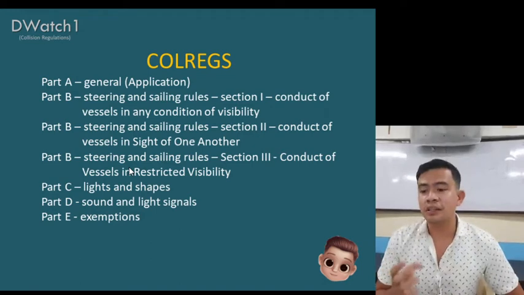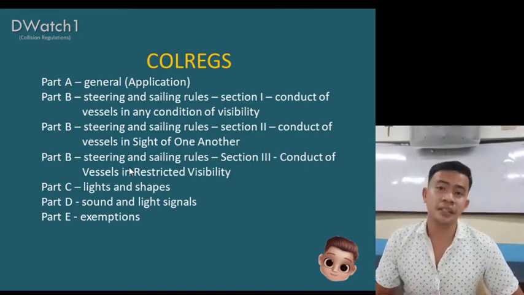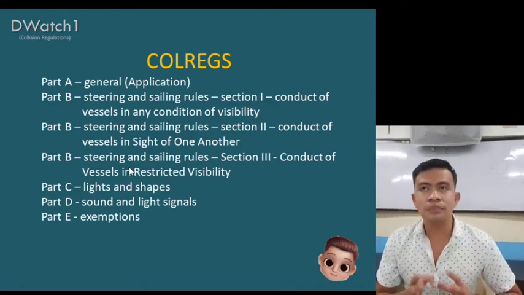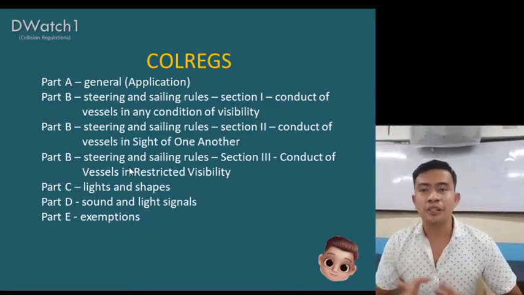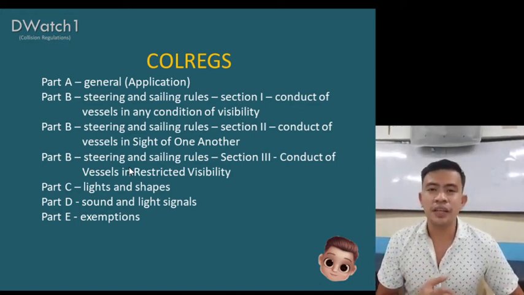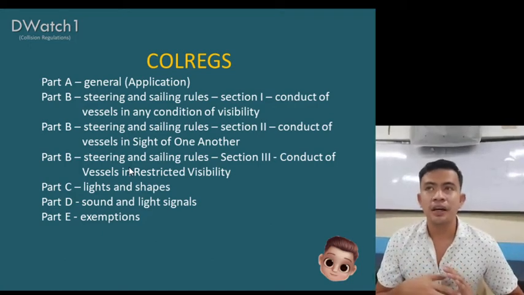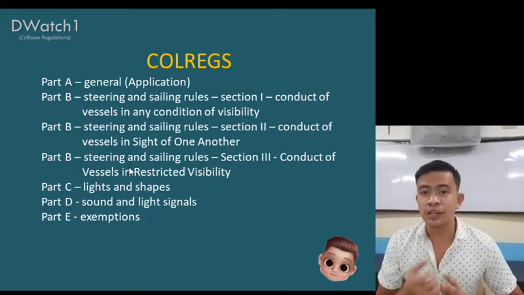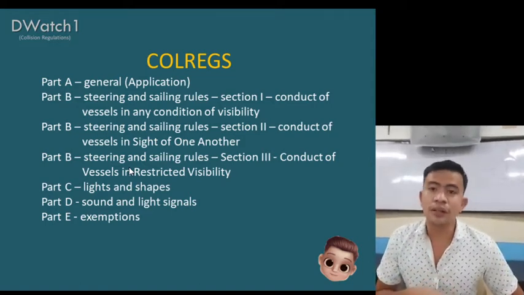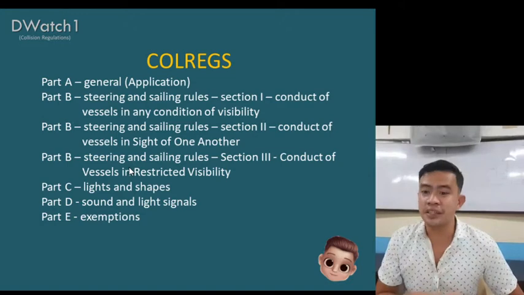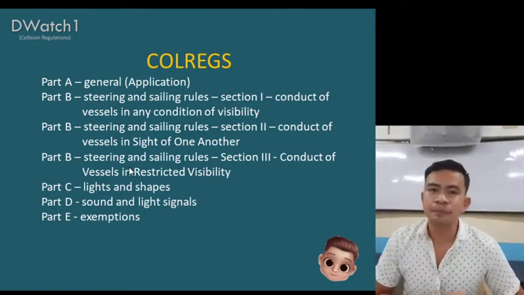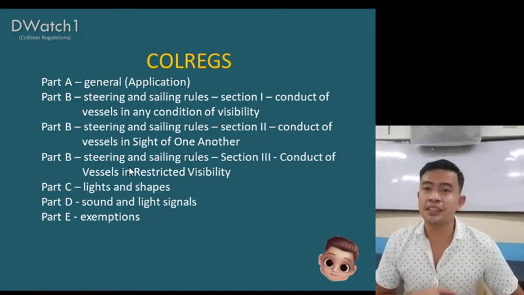Part C, later on, we will be discussing the lights and shapes. The lights that the ship displays are what is visible at night, and the shapes are what is visible during the daytime. This will identify the status of your ship, as well as the aspect. Sound and light signals will be discussed in Part D, and Part E is for the exemptions. So please remember all these parts and, of course, the rule titles as well.